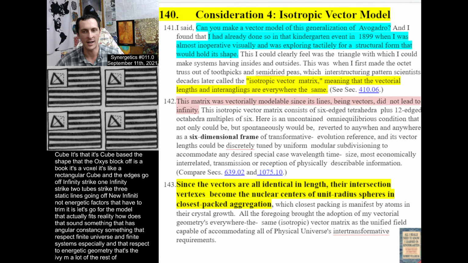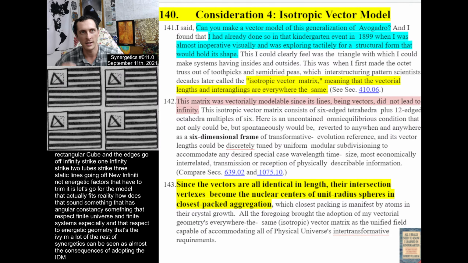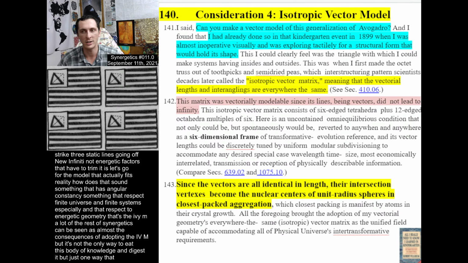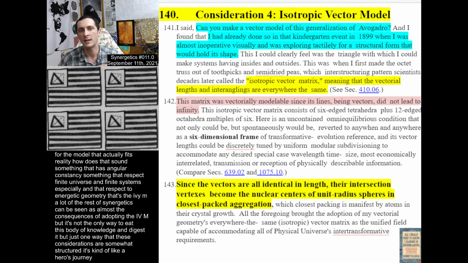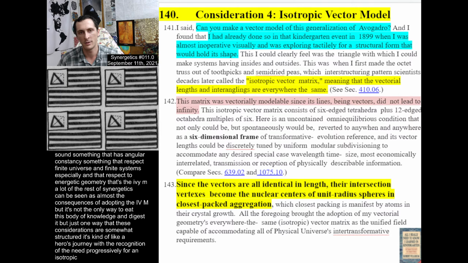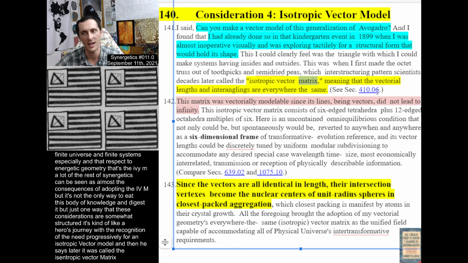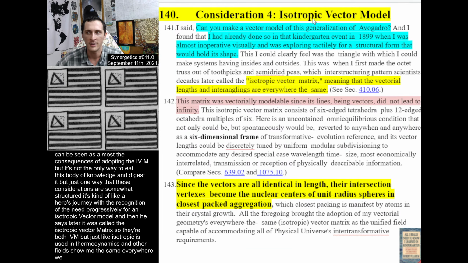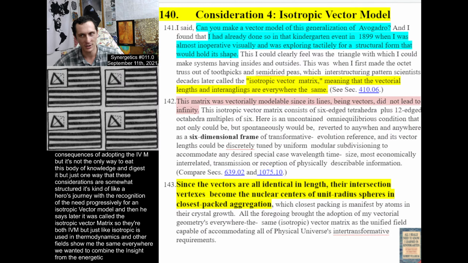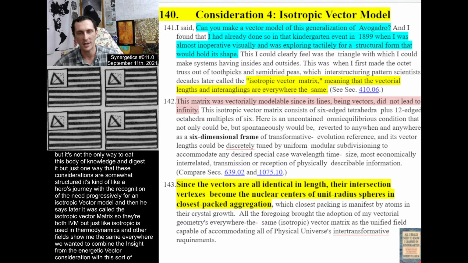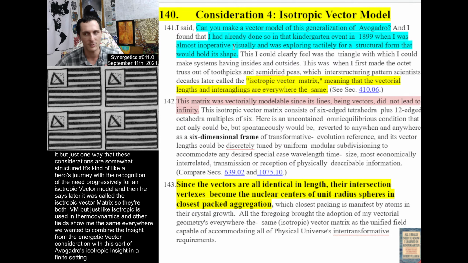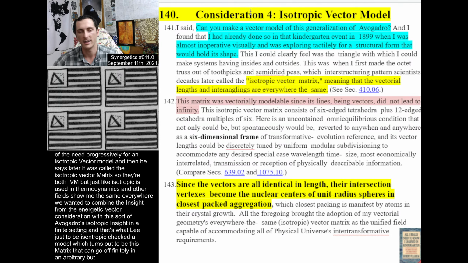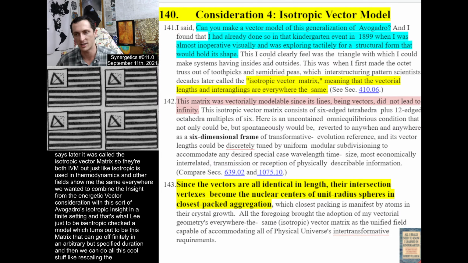A lot of the rest of Synergetics can be seen as almost the consequences of adopting the IVM, but it's not the only way to eat this body of knowledge and digest it, but just one way that these considerations are somewhat structured. It's kind of like a hero's journey with the recognition of the need progressively for an isotropic vector model. And then he says later it was called the isotropic vector matrix. So they're both IVM. Just like isotropic is used in thermodynamics and other fields, which means the same everywhere, we wanted to combine the insight from the energetic vector consideration with this sort of Avogadro's isotropic insight in a finite setting. And that's what leads us to the isotropic vector model, which turns out to be this matrix that can go off finitely in an arbitrary but specified duration.